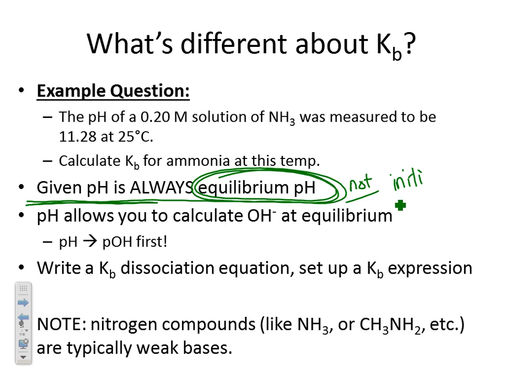Always. This is always going to be the case, unless the problem says the initial pH. They would have to use that word initial. If they don't, then it's equilibrium.